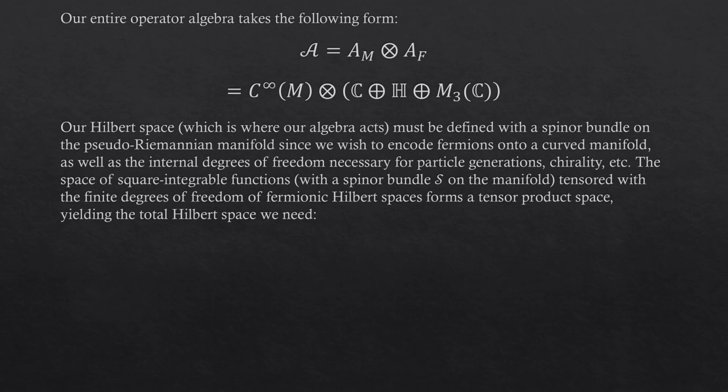The space of square integrable functions with a spinor bundle S on the manifold, tensored with the finite degrees of freedom of fermionic Hilbert spaces, forms a tensor product space, yielding the total Hilbert space we need. So L2 of M and S is the space of square integrable functions with the spinor bundle S on the manifold, and it is tensored with this fermionic Hilbert space degrees of freedom.